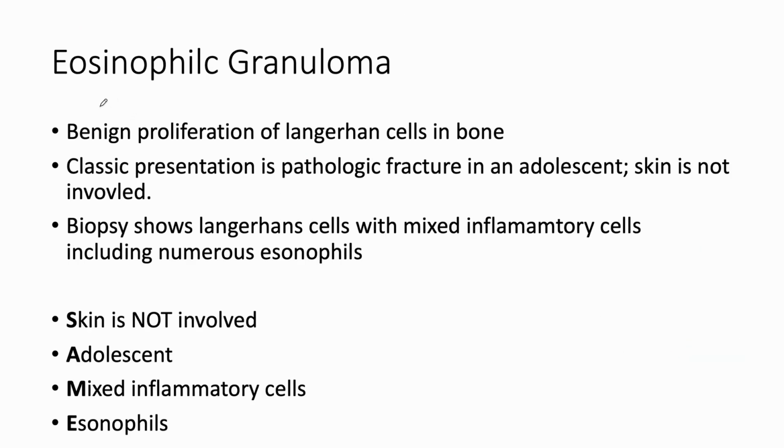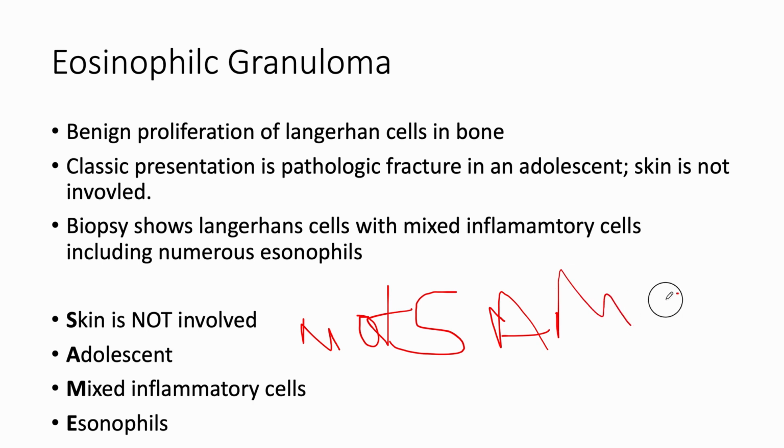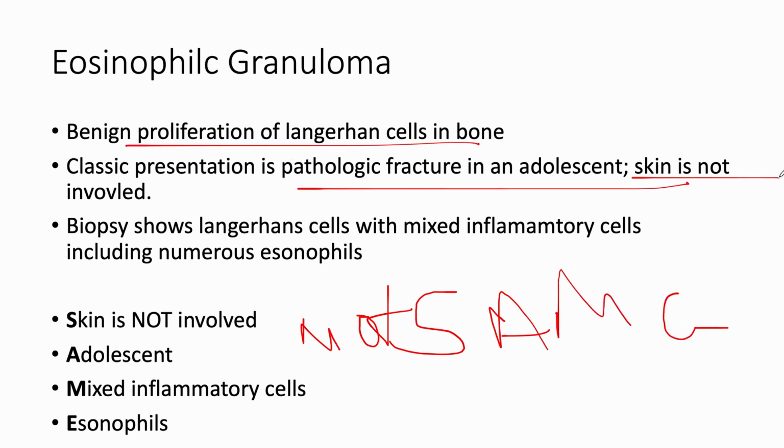This is the only one in the adults. It's not going to be the same because it's the only one in adults. So it's going to be benign proliferation because this is in adults. It's pathological fracture. Skin is not involved, and we're going to see mixed inflammatory cells and eosinophils. So eosinophils, mixed inflammatory, adolescents, that means adults, and skin is not involved.